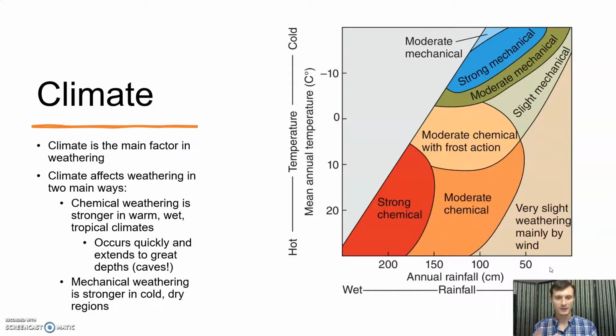Now, you might notice that on the diagram here, we have temperature on the left, hot to cold, rainfall at the bottom, wet and dry. There's kind of this big gray region which is missing. I will give 5 points of extra credit to anybody who can email me and tell me why this region is missing here.